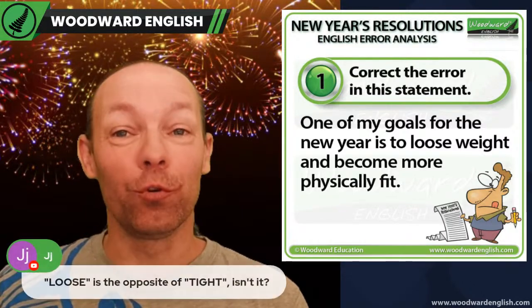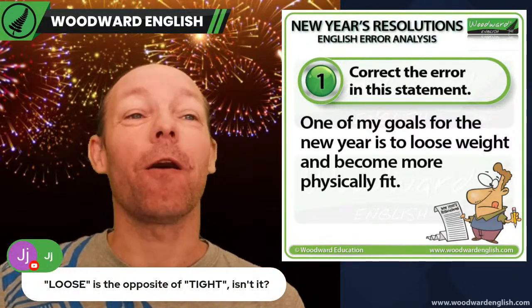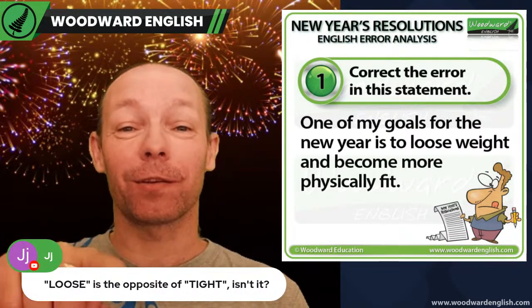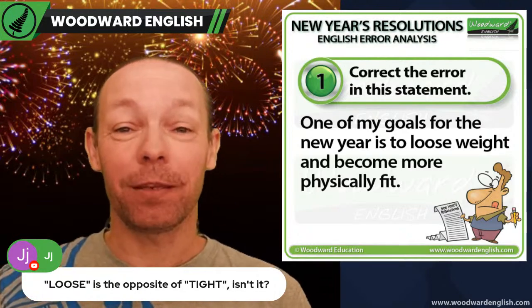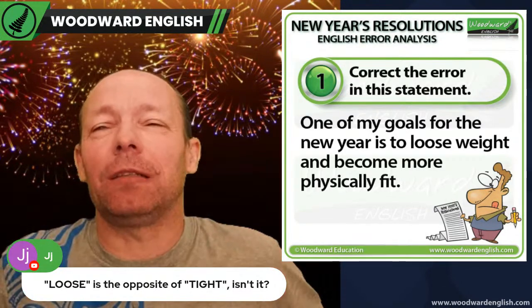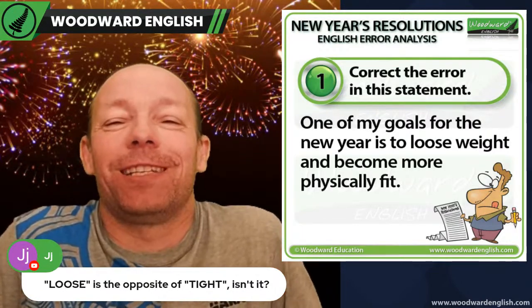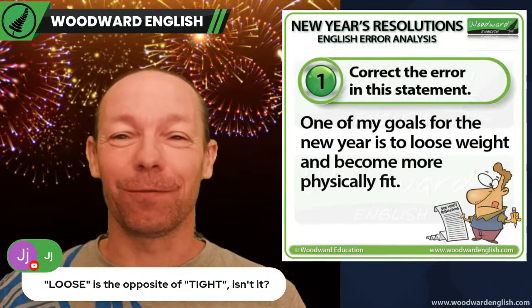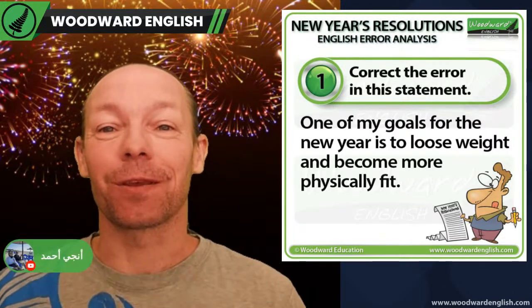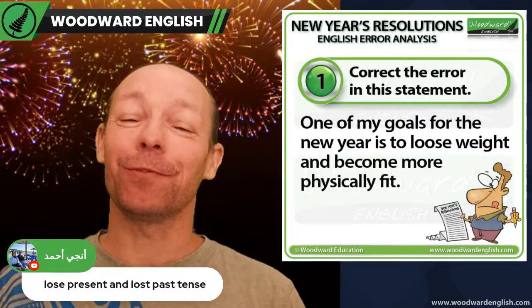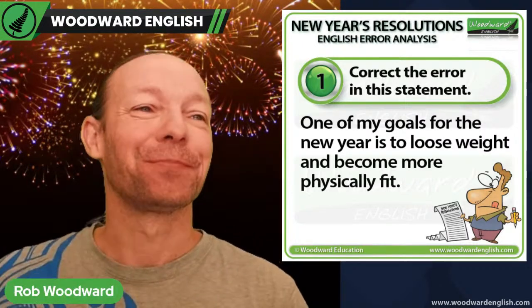Okay, so loose is the opposite of tight. Exactly. For example, a lot of you after Christmas, New Year's, I bet your clothes were quite tight. They were like, oh, I can't fit into my jeans. So that's the opposite of loose. Okay. Yeah, so lose is the present and lost the past tense. Thank you for writing these. This helps me a lot.